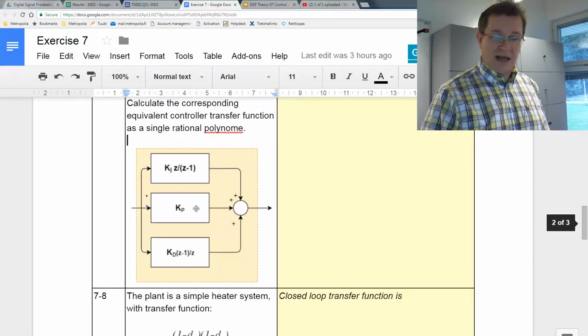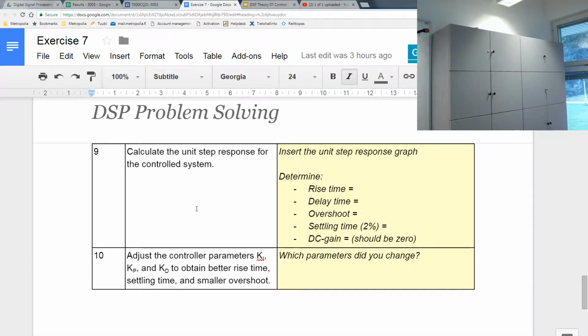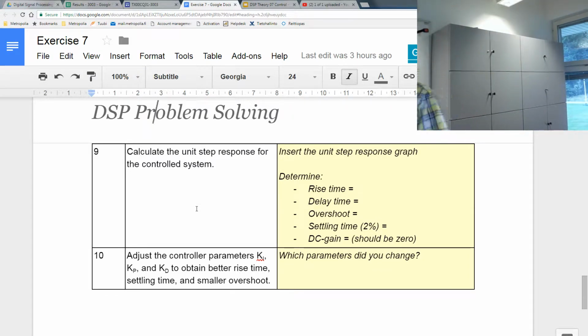And then basically the last one is kind of, well, tweaking the terms. Adjust the controller parameters somehow to obtain better rise time, settling time, and smaller overshoot. Meaning that you have to just fiddle a little bit with the terms and calculate the transfer function and try to find out, did it go better or worse.